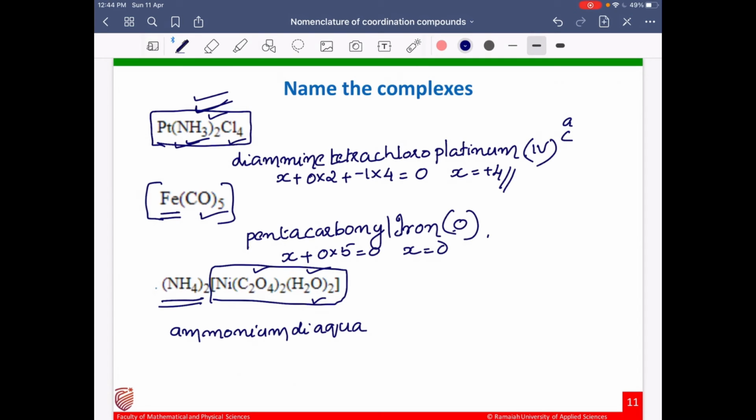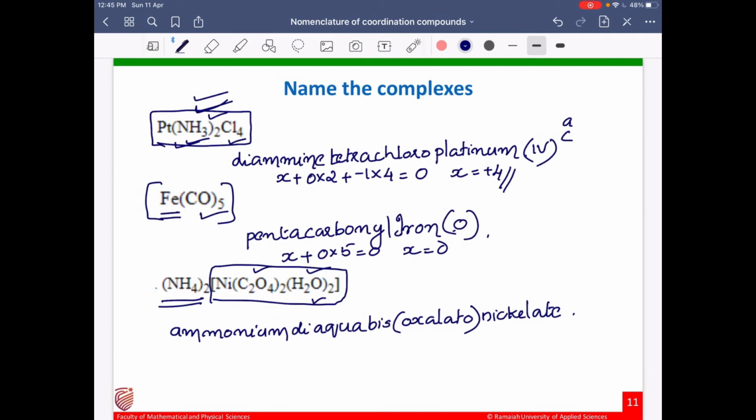Oxalato, 2. Oxalato, we know that its denticity is 2, so instead of di, we should write bis. Bis-oxalato. Now the metal is nickel, and nickel is part of the anion, so it is nickelate. Not over, we have to find its oxidation state.